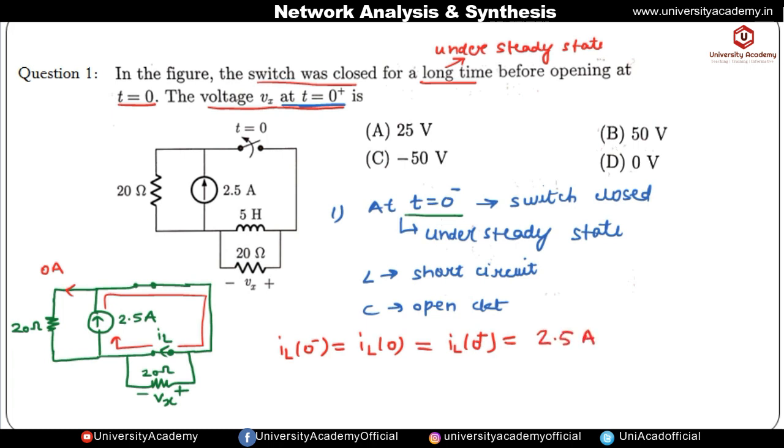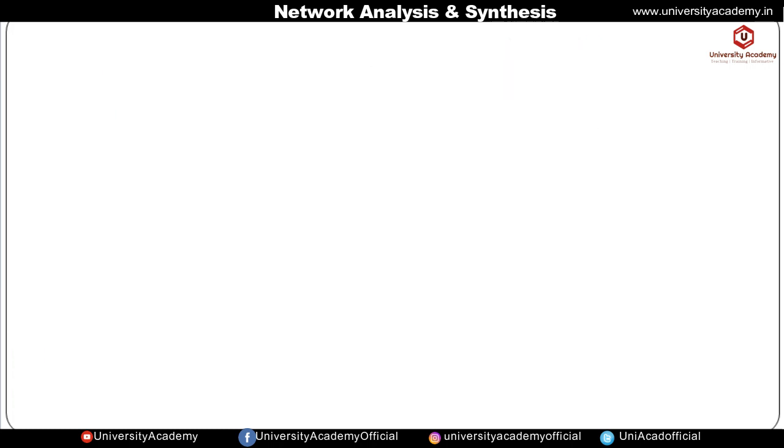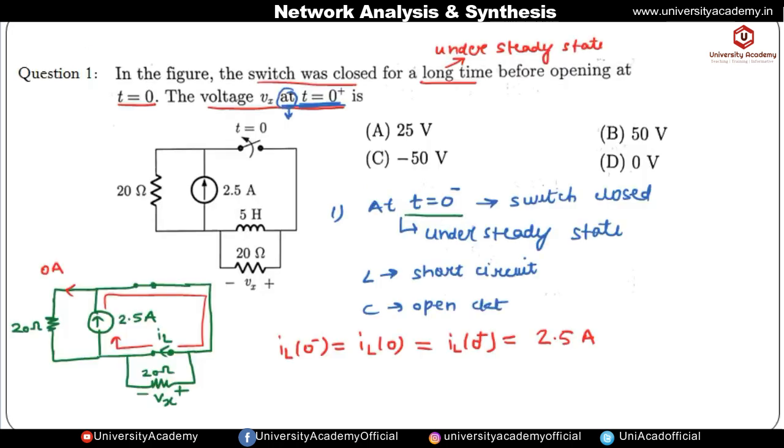Okay, now we have to find out the voltage v of x at t is equal to 0 positive. So whenever "at" is written in the question, it means we have to find out the voltage at a particular instant. So in order to find the voltage at a particular instant, the inductor will be replaced by a current source. Whatever inductor is in the circuit will be replaced by a current source, and its value will be equal to IL of 0 positive.